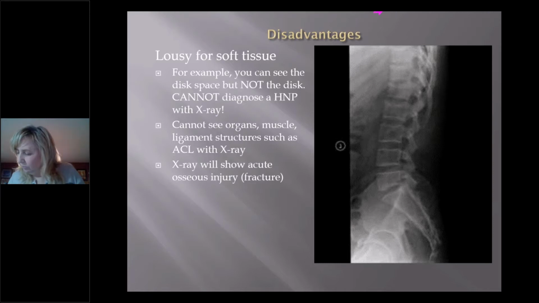If you get an x-ray of that same person, you don't know if they have an ACL tear, right? It's soft tissue. So x-rays are great for acute or chronic bony injuries, fractures, things like that. Even avulsion injuries can be discerned. But again, lousy for soft tissue.